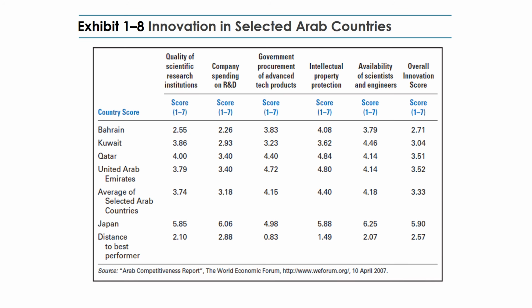Here you can see some selected Arab countries as per the Arab Competitiveness Report, and this identifies how innovation is classified or scored in some selected Arab countries. Egypt is not one of them, but there is an average for the Arab countries, more or less, as well as other countries.